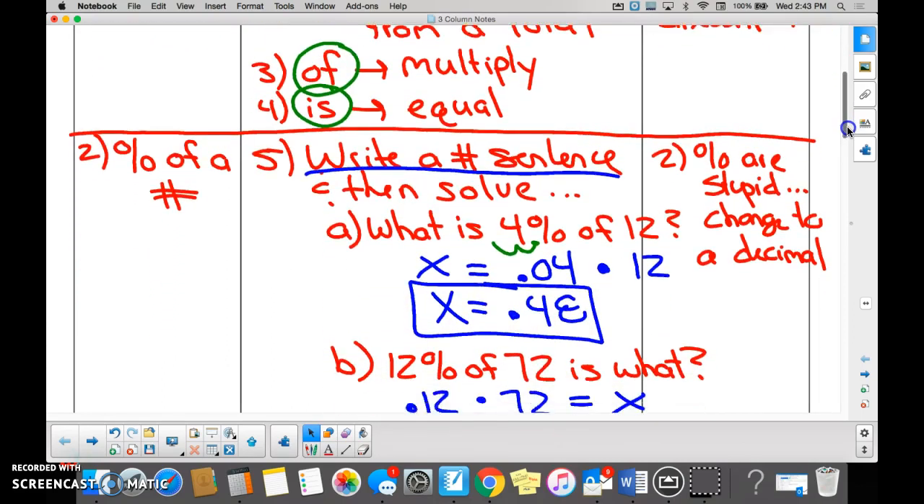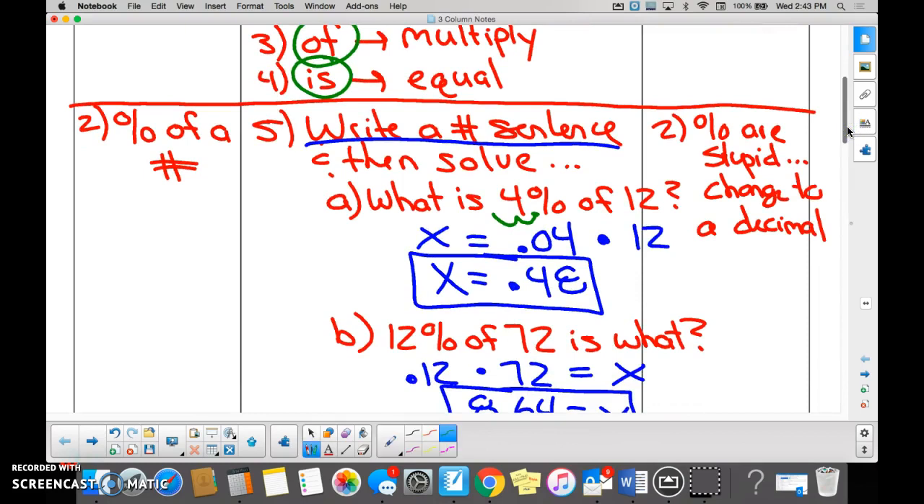So because you now know all of that, if I ask you what is 4% of 12, the what is what we're trying to solve, right? Kevin, eyes up here. So we use x as the answer. What does is mean? Equal. I'm going to skip 4% for a second. What does of mean? Multiply.